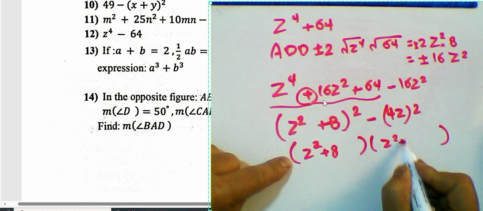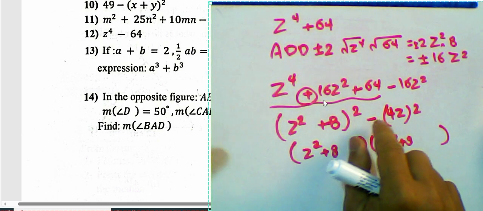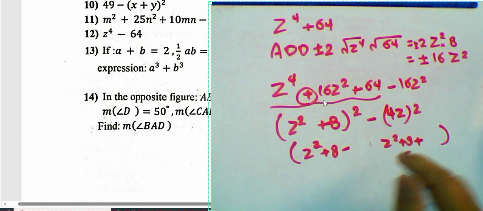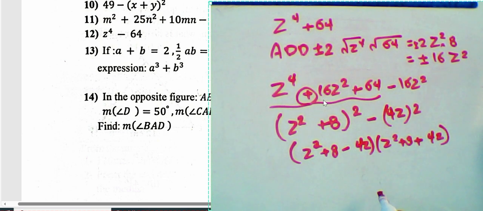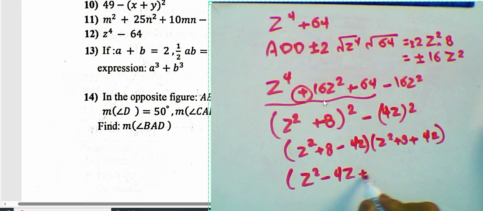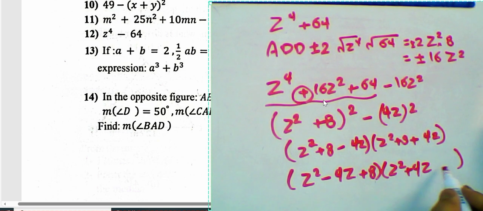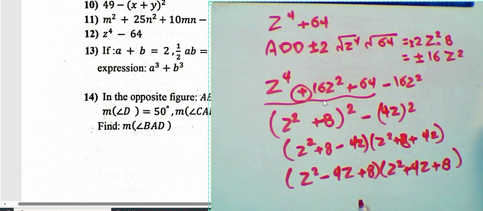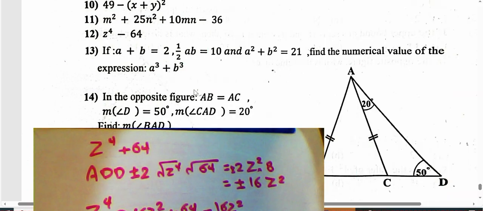You repeat this expression here and here, and write negative and positive, negative and positive, with 4z here and 4z here. Okay, you can also write this as z power 2 subtract by 4z plus 8, times z power 2 plus 4z plus 8. Okay, understood? You must change the sign, my students. Okay, next question, number 13.